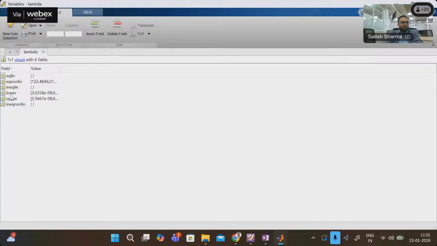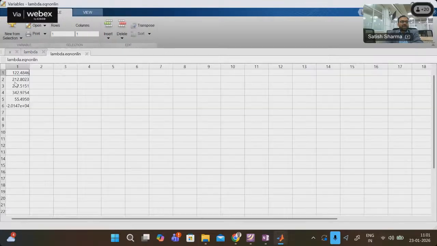So EQ non-linear one. These are the equalities for non-linear equalities. Here we are getting 122, 212, 247, 342, and 55. So for these 5 equalities we are getting certain lambdas as well. These will represent the LMPs for this particular function.